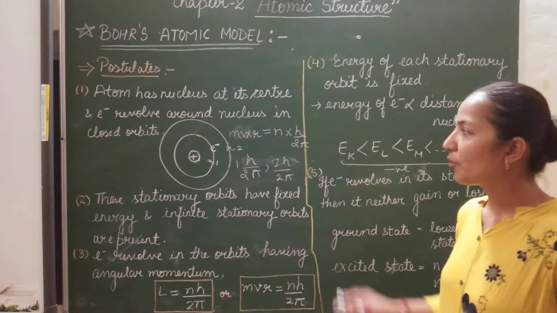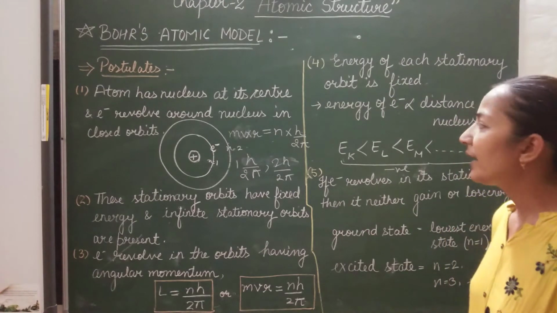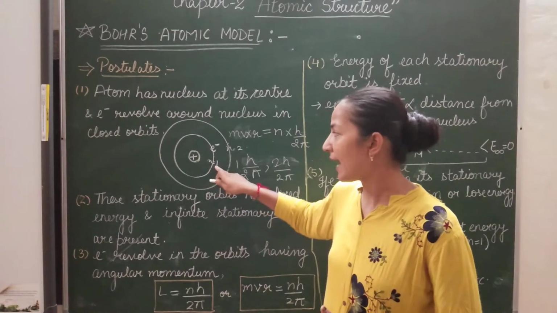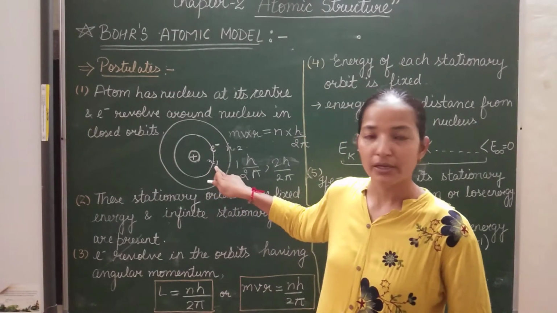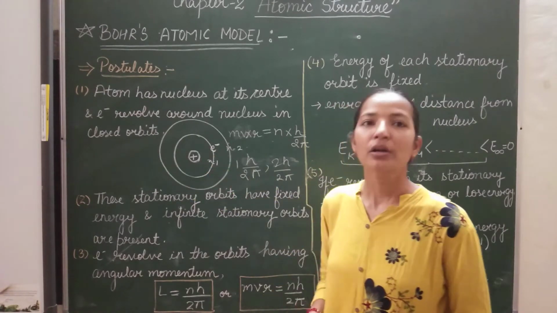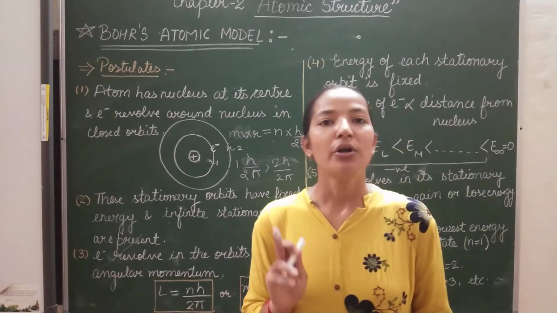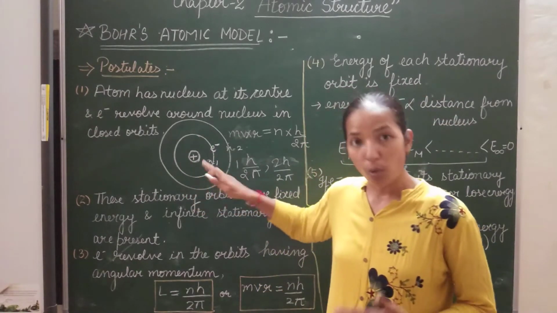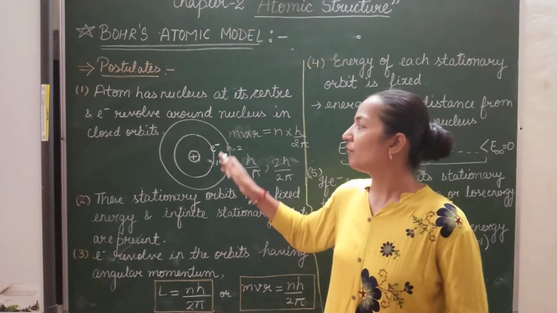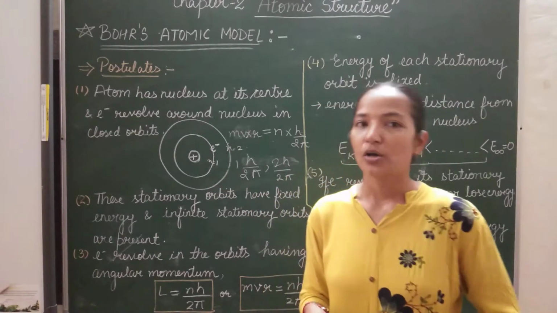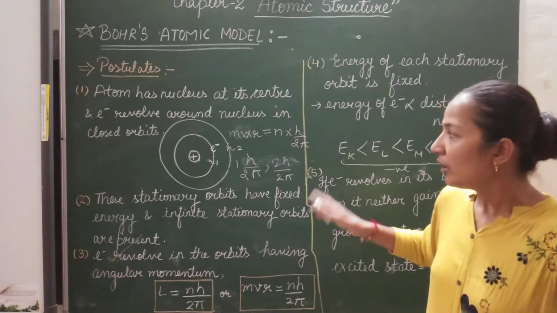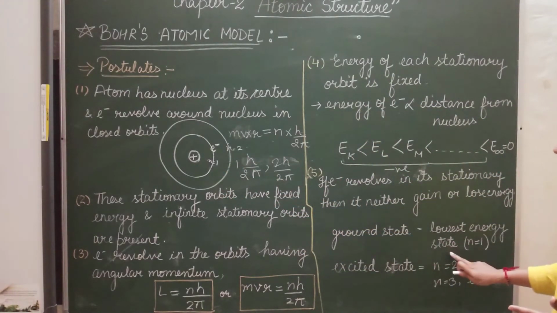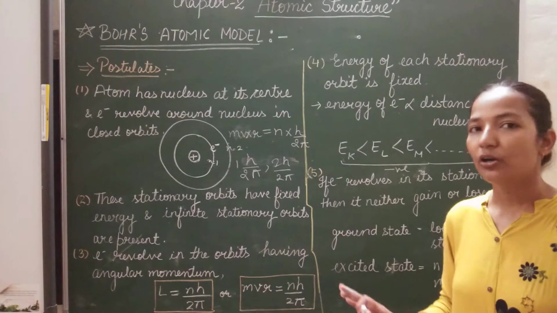Now the next point he explained was that in any orbit the electron is revolving, like in n equals 1. During revolution, the electron will neither gain nor lose any energy. Means during revolution in its own stationary orbit, the electron will never gain or lose energy. Stationary means the lowest energy state, so the electron does not gain or lose energy.